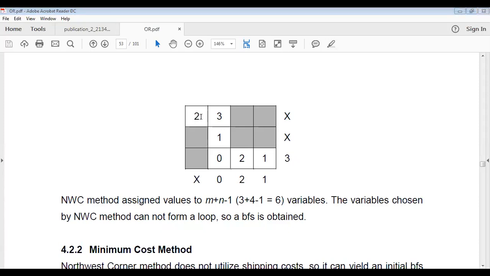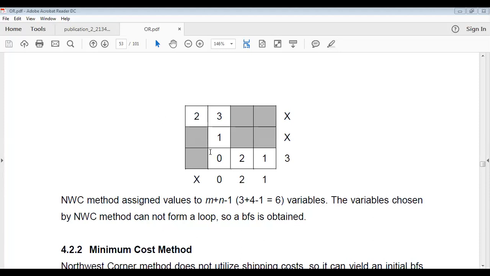So after 2 and 3, 2 3 1, you cannot go here because 1 is there, it is already balanced. Therefore, inevitably you have to go down, and you can only allocate 0, because 3 plus 1 is 4, which is already satisfied. After that you go horizontally. If you allocate 2, the 2 is going to balance vertically, and if you add 1, the 1 is going to balance horizontally. 2 plus 1, totally 3. So like that, this is nothing but the northwest corner rule.